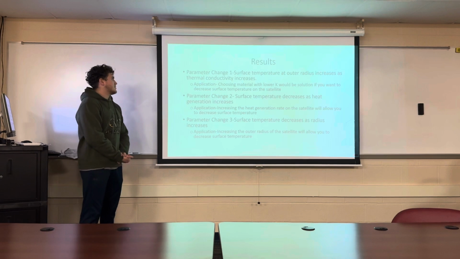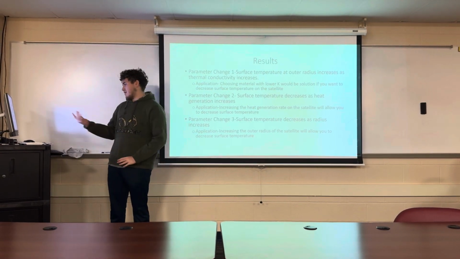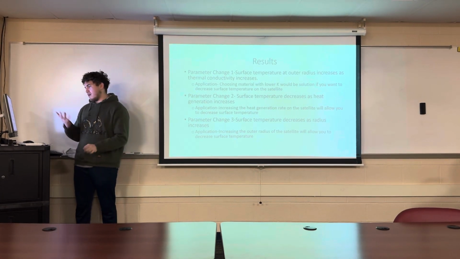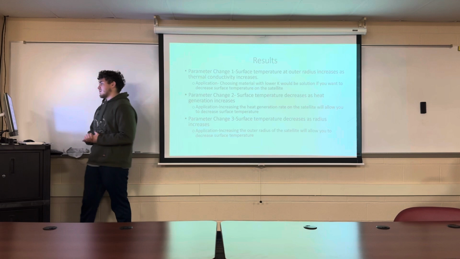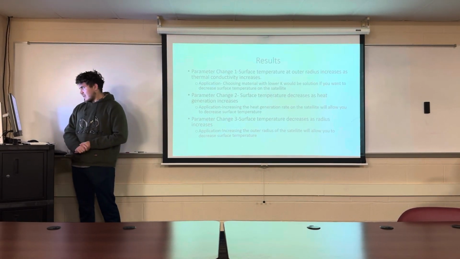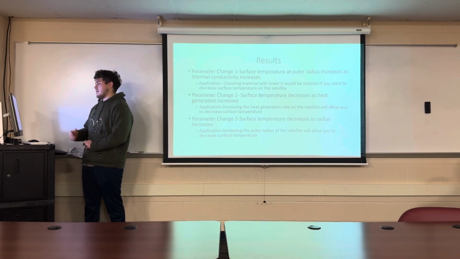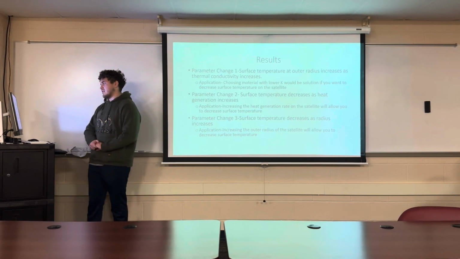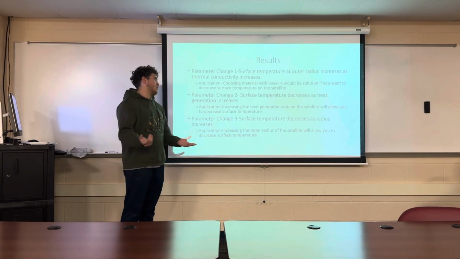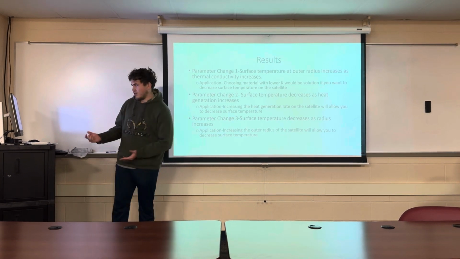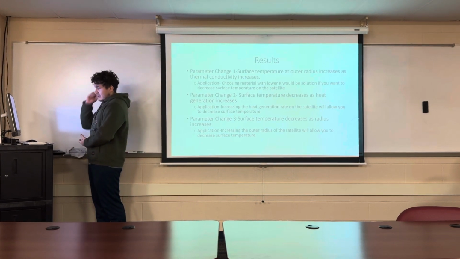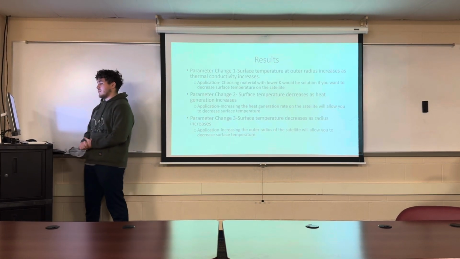So what this tells us about our system and our ways we can change and design this for better utilization. So right now we have our first parameter change. So our surface temperature at the outer radius increases as the conductivity increases. So an application would be like using a material with a lower K if we want to lower that outside surface temperature, right? So for our second parameter change, the surface temperature decreases as heat generation increases.